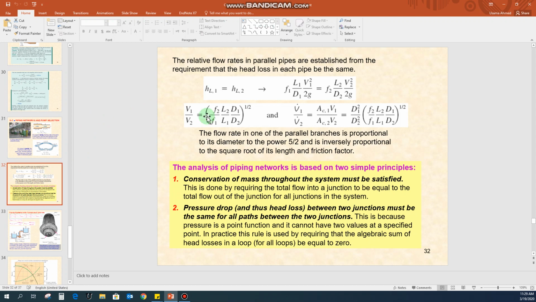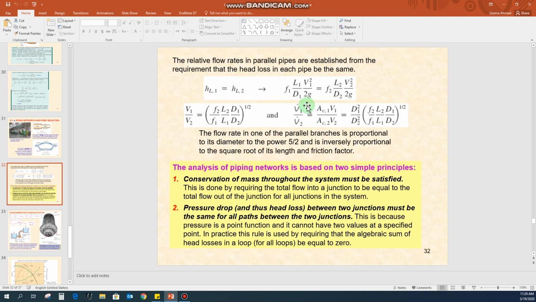Now let us solve this equation in a slightly easier manner. The relative flow rate in parallel pipes is established from the requirement that the head loss in each pipe be the same. Okay, so here we are talking about parallel pipelines in which the head loss in one segment is equal to the head loss in the other segment.